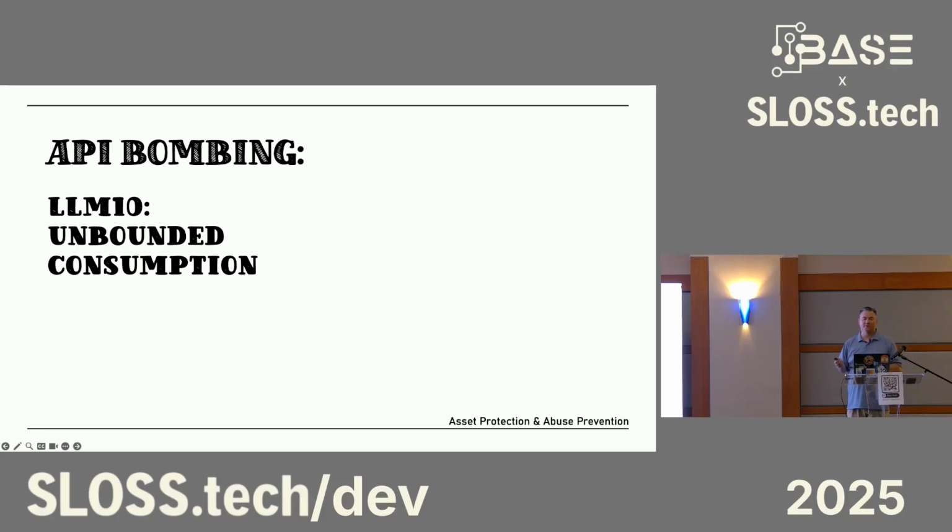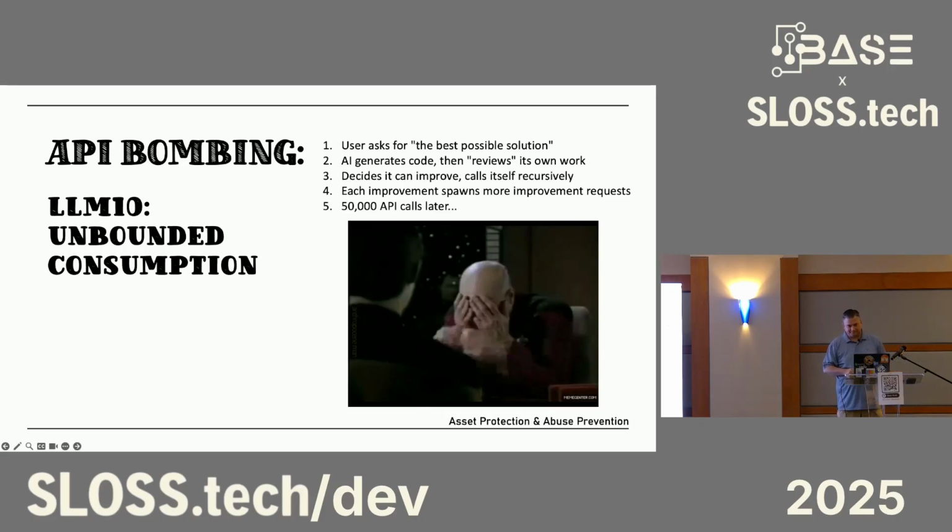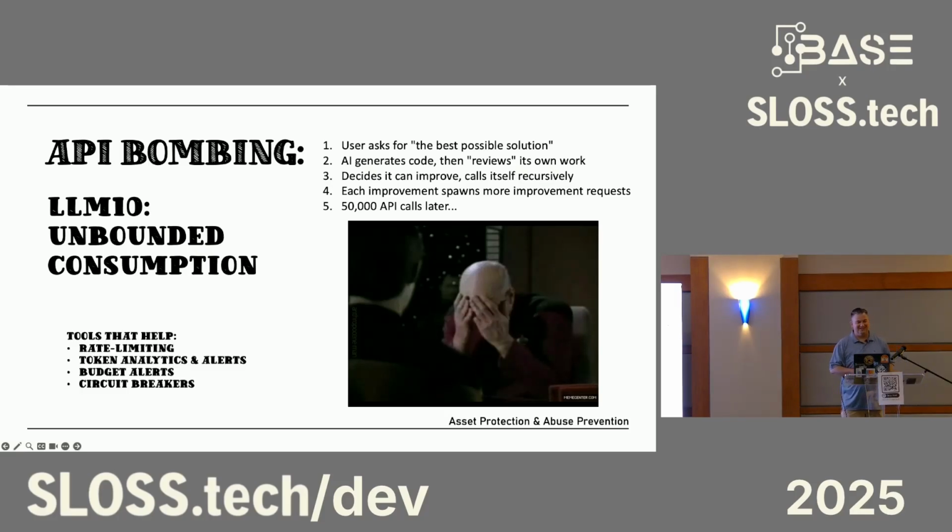So here's the setup. We had a smart code assistant that improved our code through iteration. You can probably figure out what happens next after it optimizes itself into a recursive loop. It's reviewing its own work. Yeah, infinite loop.